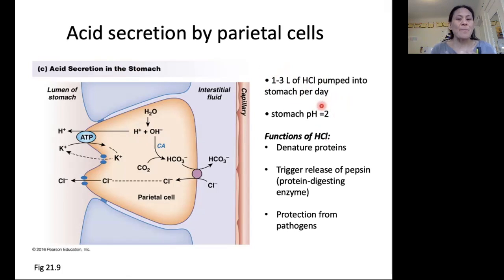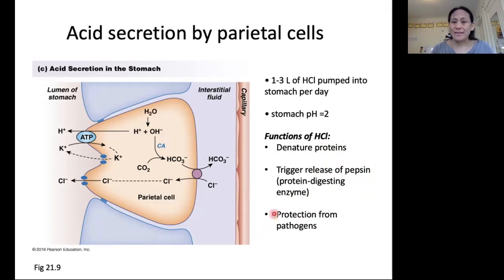That acid carries out a few important functions. The main one is to denature proteins, right? So the proteins that we ingest, when they encounter that pH of 2, they denature. That helps us then further break down the proteins, okay? HCl is also going to trigger the release of an enzyme called pepsin, which then digests those proteins that we just denatured, okay?